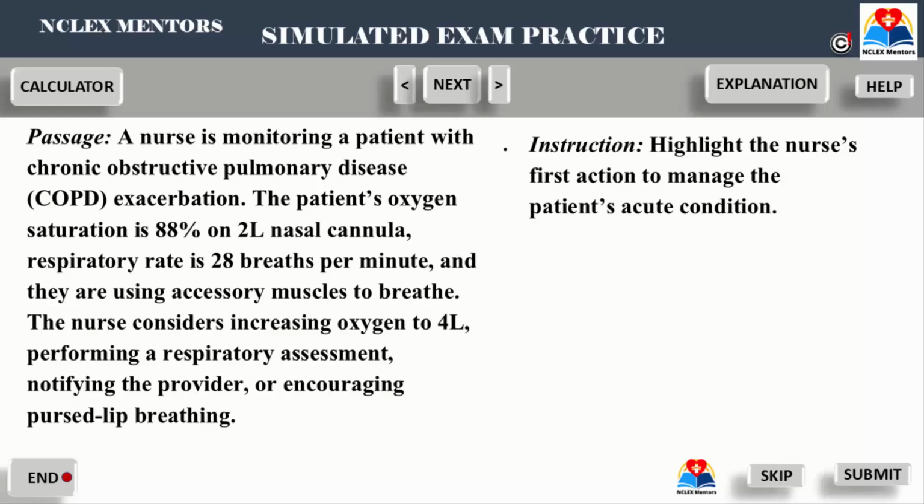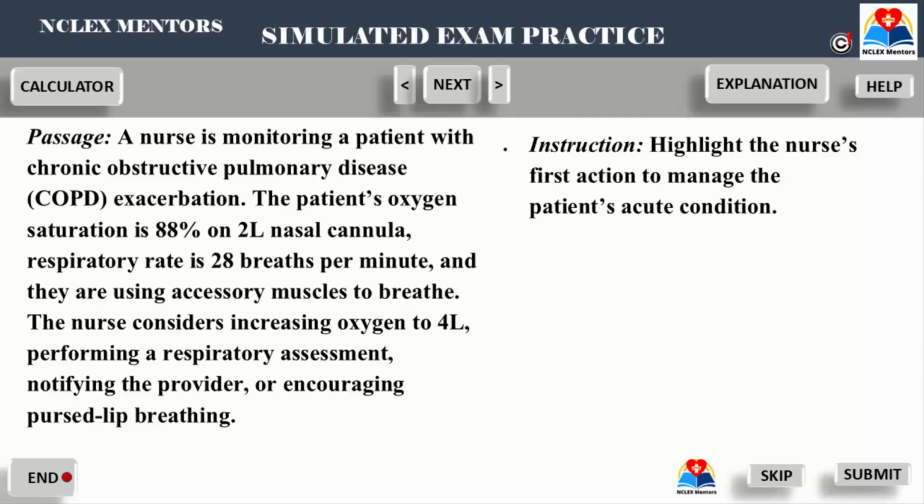Passage. A nurse is monitoring a patient with chronic obstructive pulmonary disease, COPD exacerbation. Here's what we know. The patient's oxygen saturation is 88% on 2L nasal cannula. Respiratory rate is 28 breaths per minute. The patient is using accessory muscles to breathe. Now in response, the nurse begins to consider several options: increasing oxygen to 4L, performing a respiratory assessment, notifying the provider, or encouraging pursed-lip breathing. Instruction. Highlight the nurse's first action to manage the patient's acute condition.